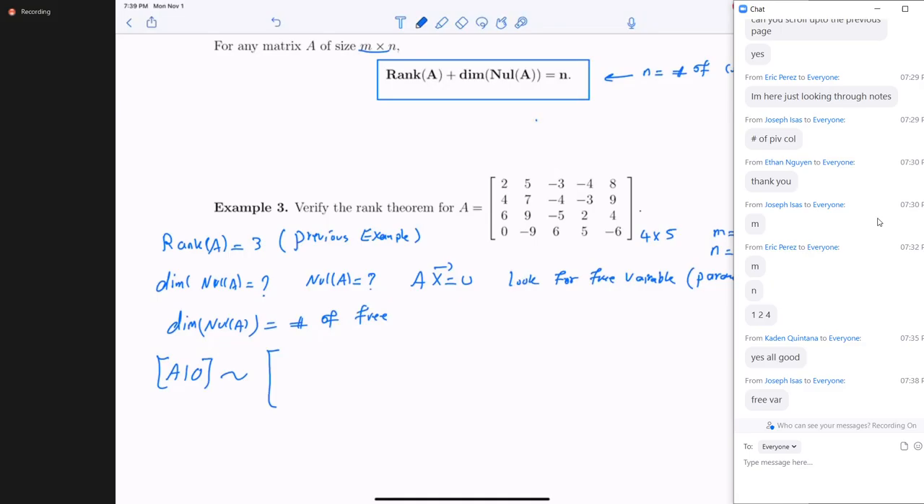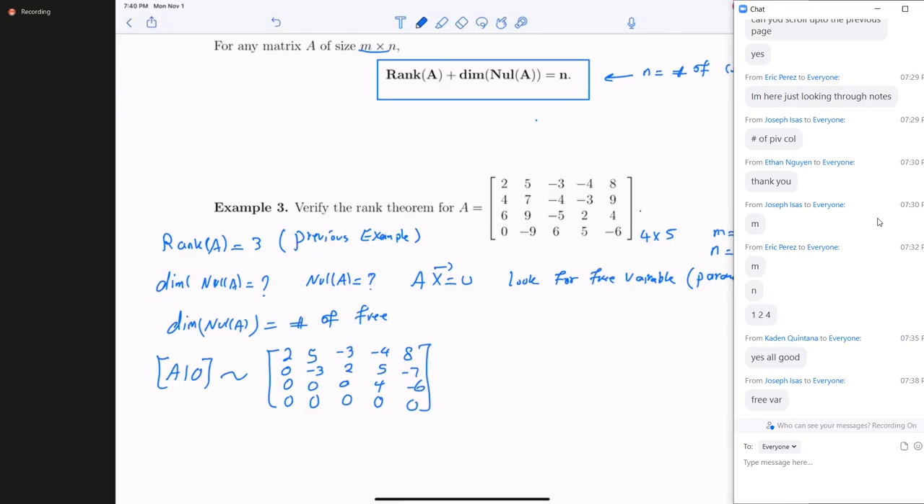The first row is 2, 0, 0, 0. All right, the second row is 5, negative 3, 0, 0. And we have negative 3, 2, 0, 0, negative 4, 5, 4, 0, 8, negative 7, negative 6, and 0, all right.